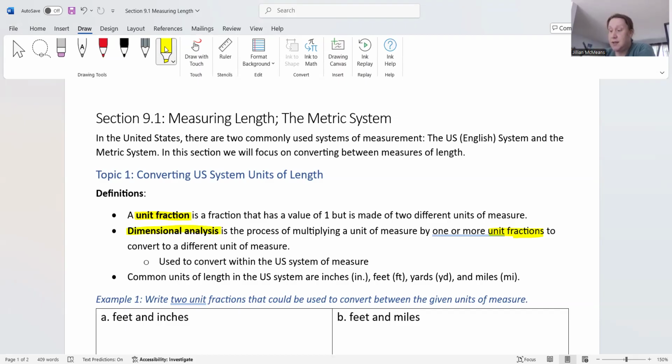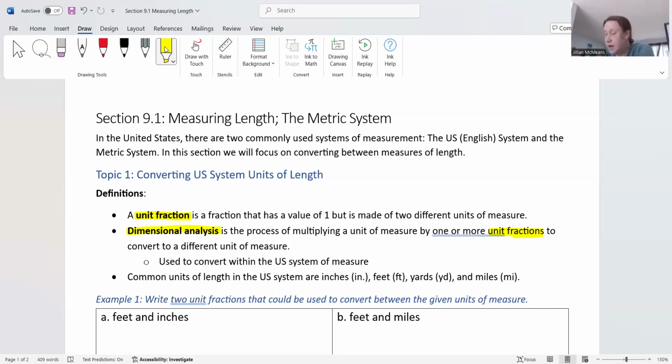Okay, so technically these fractions have a value of 1. So a unit fraction is a fraction that has a value of 1 but is made up of two different units of measure. So let's think about that for a second. Let's talk just feet and inches. So we know that one length of a foot is equal to exactly 12 inches. Those are two different units of measure, but they represent the same length. So technically, if I take a foot and I divide it by some equivalent value that equals a foot, I have a fraction that equals 1. So I could create a unit fraction with feet and inches. They are different units of measure, but they represent the same amount. So they have a value of 1.